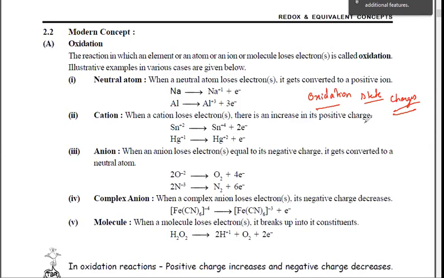Now oxidation, as I said, is the loss of electron. It is the reaction in which the element or atom or group of atoms will lose electron. So obviously, when we talk about atoms and ions, we can have mainly three types of ions, or complex compounds, either complex anion or ion or molecules.